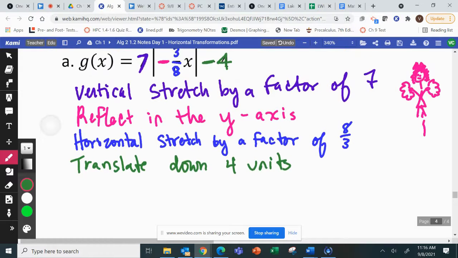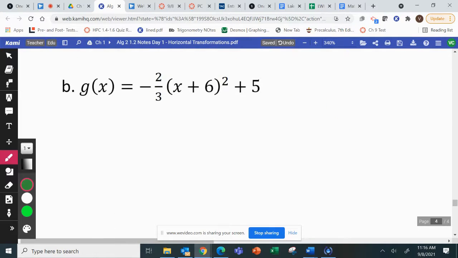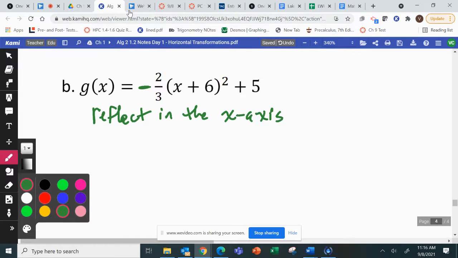Okay. More practice, more practice, more practice. B. I'm going to do the negative in the green because I'm already ready for green. Reflect or reflection. Either is fine. Reflect in the x-axis is in green. Here's your red, 2/3. That is on the outside of the squared.